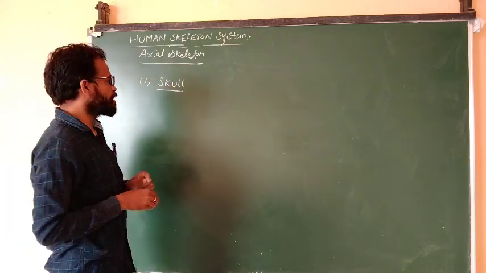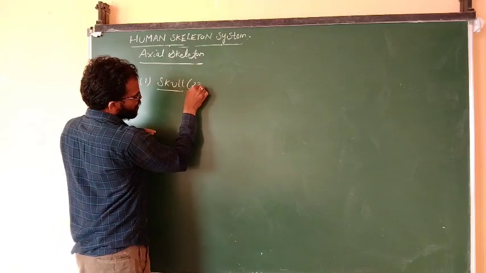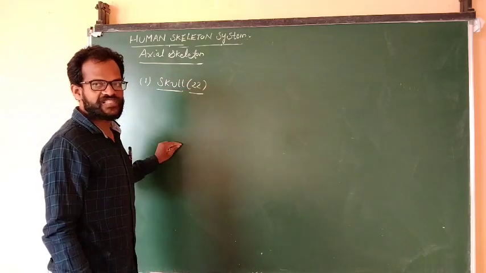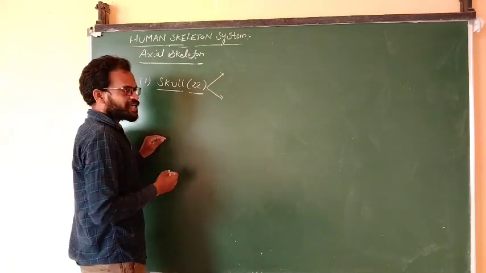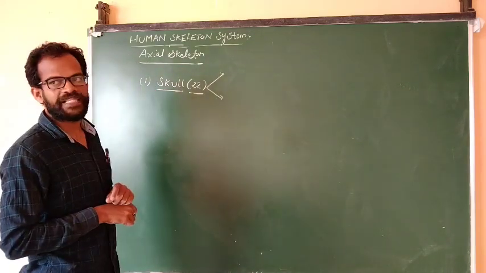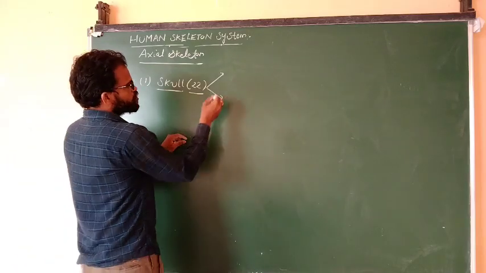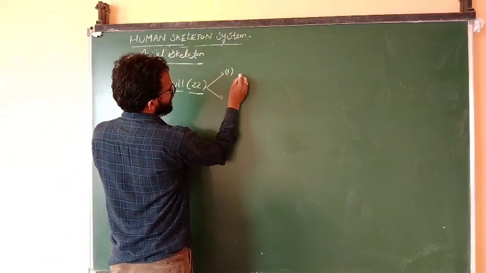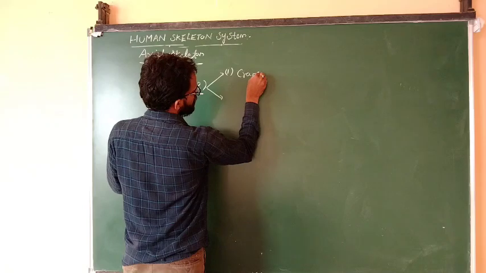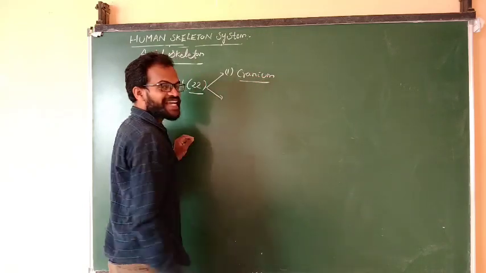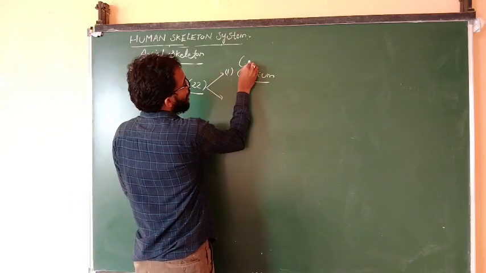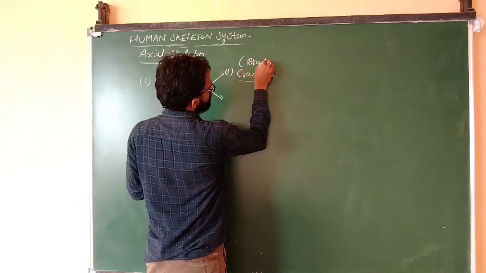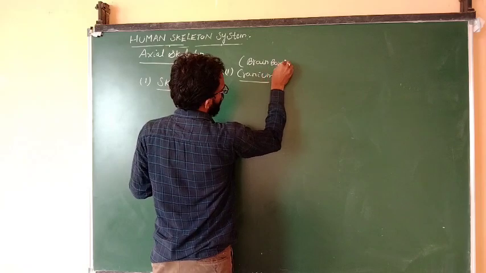What is the first part? The skull. How many bones are present in the skull? 22 bones are present in the skull. The skull is protected by 22 bones. The first one is known as the cranium. The cranium means the brain box, which protects the entire brain.